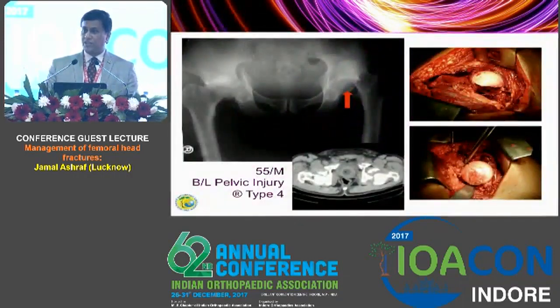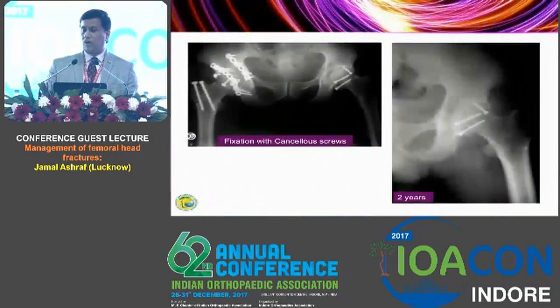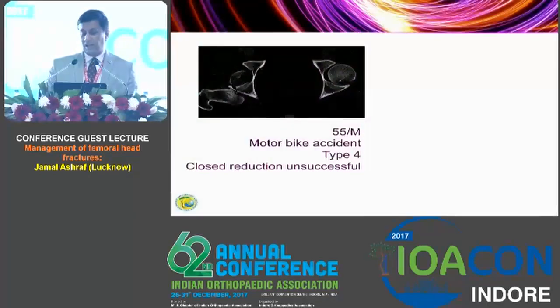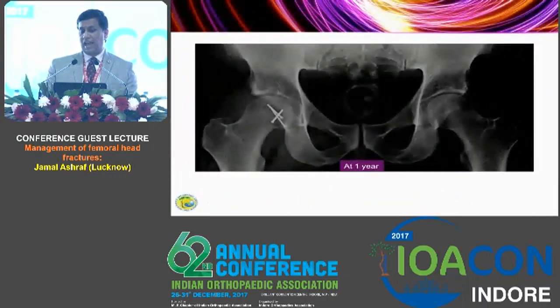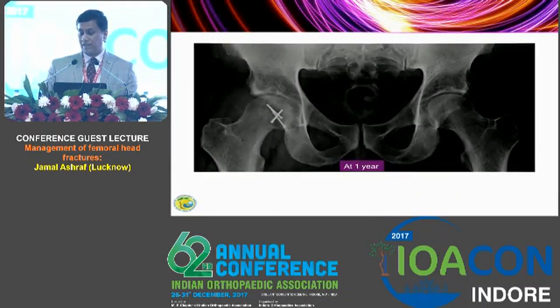This is a patient, a 55-year-old male with bilateral pelvic injury. The right side had a Pipkin's type 4. The femoral head was fixed and the small posterior wall was fixed with a single cancellous screw. At 2 years, relatively good results. Another 55-year-old, motorbike accident, closed reduction futile. Through an anterior approach, same procedure: anteriorly dislocate it, fix it under direct visualization, and this is the fixation follow-up at 1 year.